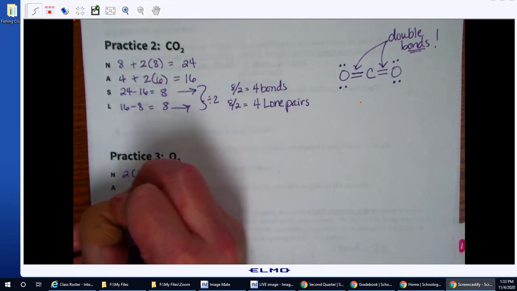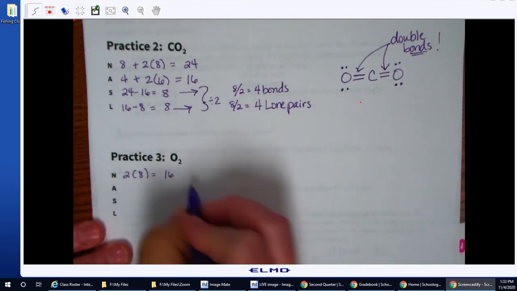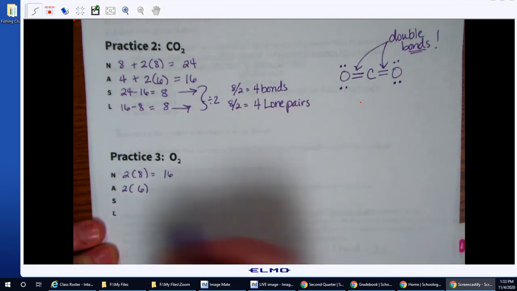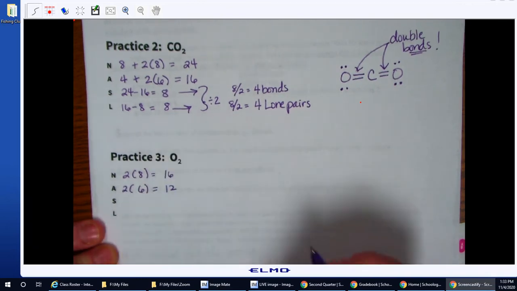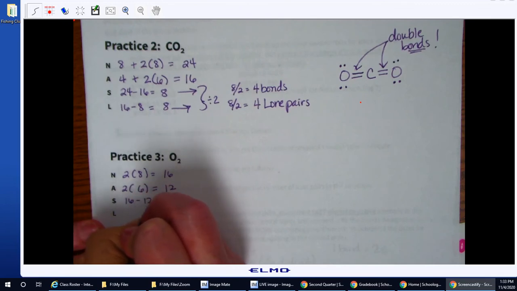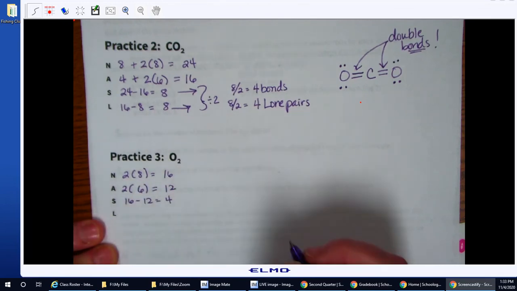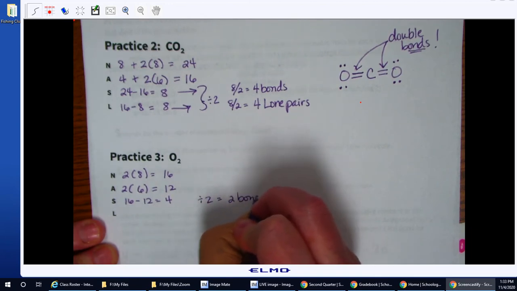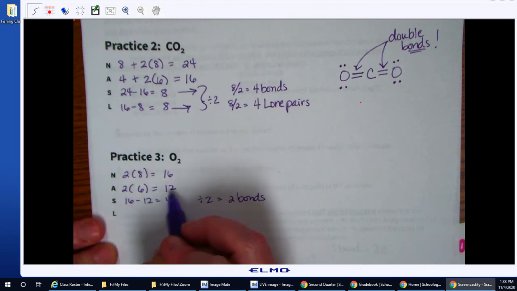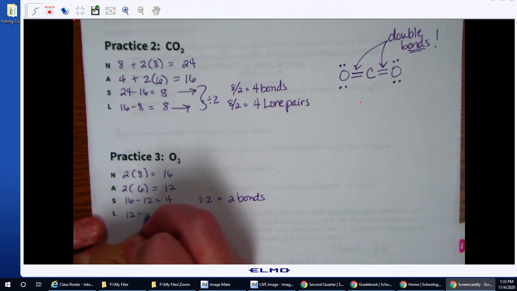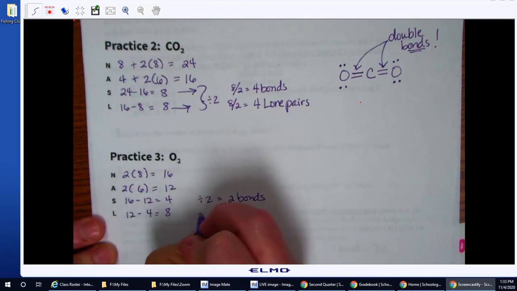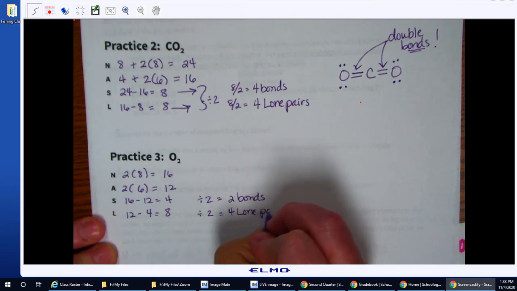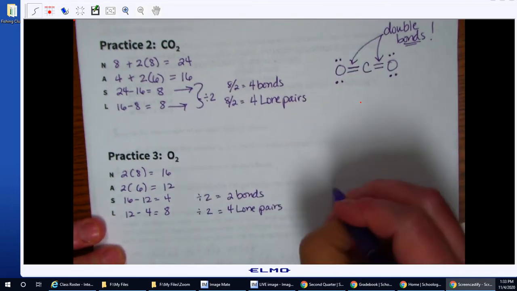I've got oxygen. Same idea. Oxygen still needs 8, so 2 times 8 is 16. How many does it actually have? Well, it actually is in group 16, so it actually has 6 valence electrons, and there are 2 of them, so that's a total of 12. 16 minus 12 equals 4 shared electrons. We divide that by 2, and that will equal 2 bonds. I'm going to subtract 12 minus 4. That gives me 8. And I also divide that by 2, and that equals 4 lone pairs.